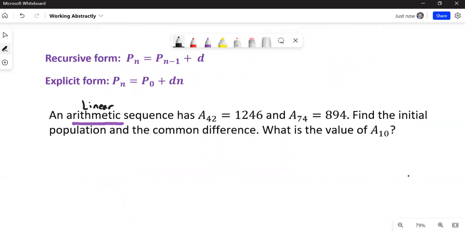Now, this time you can see it's not so easy to write them all down. Like I don't want to start with A sub 42 and write A sub 43, A sub 44, A sub 45, all the way up to A sub 74. That would take too long. So we just want to think about it rather.